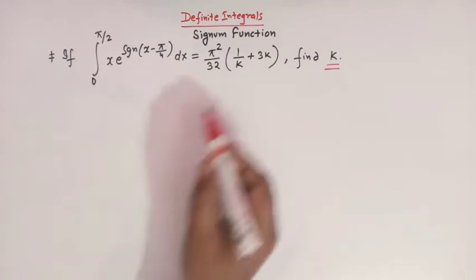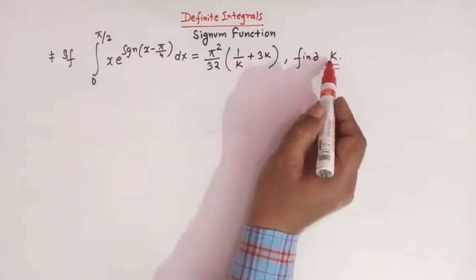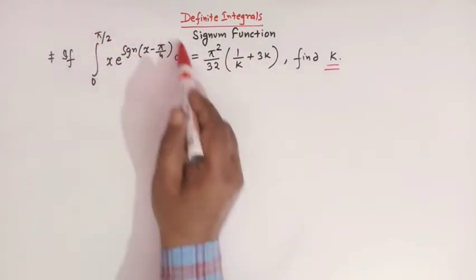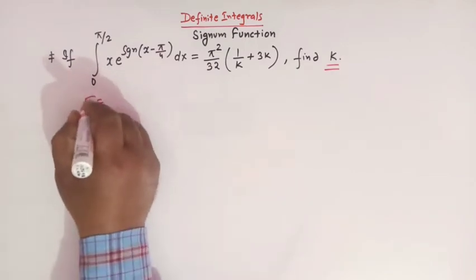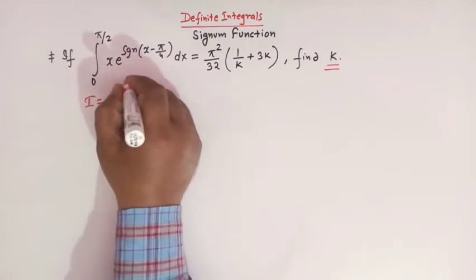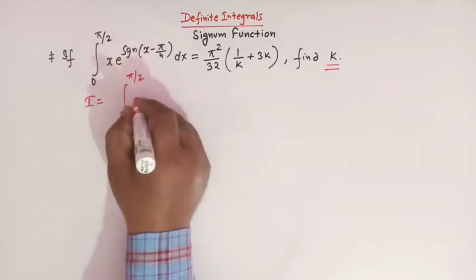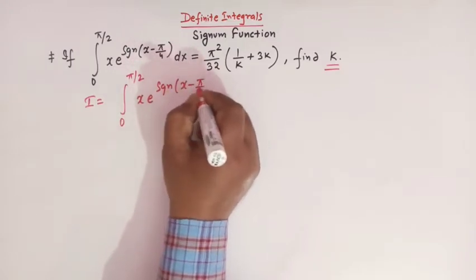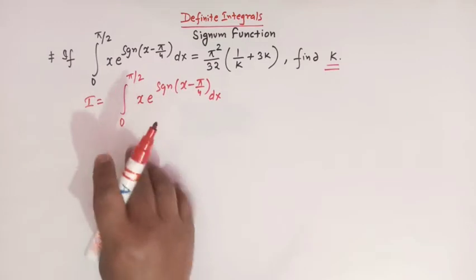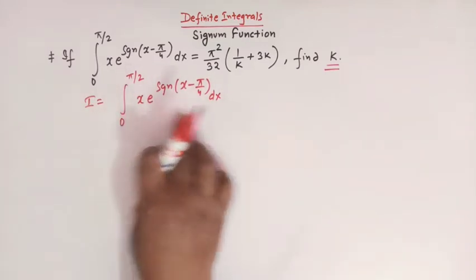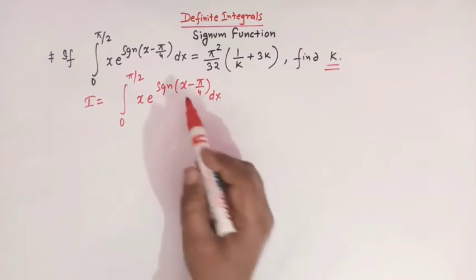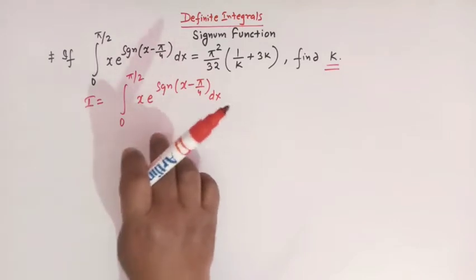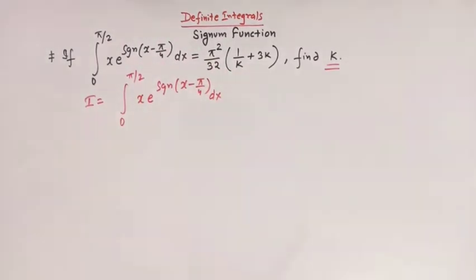So viewers, here we have to find the value of this constant k, and let us first take this integral, right? And let us call this integral as I. So I is from 0 to pi by 2, and we have x e raised to Signum of x minus pi by 4 dx, right? So here we'll try to find out the value of this integral using the concept of Signum function, right? And then we'll equate that value to this value, right?